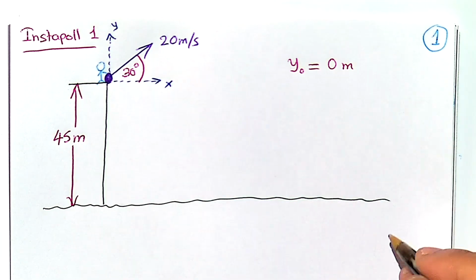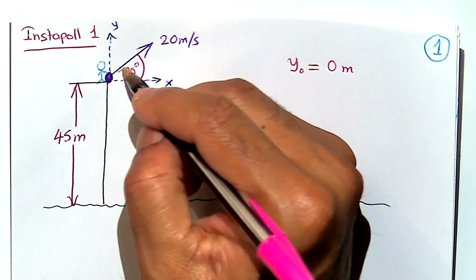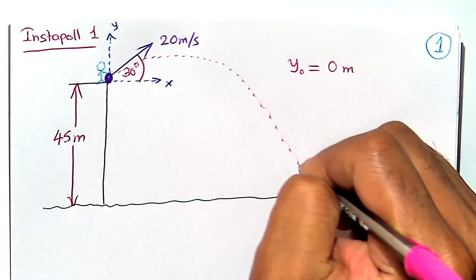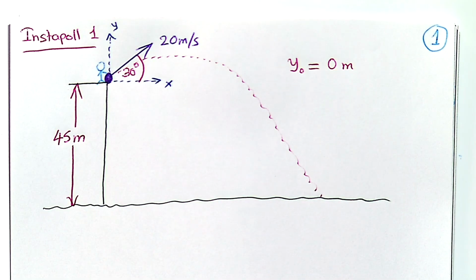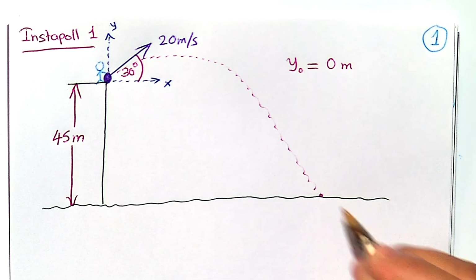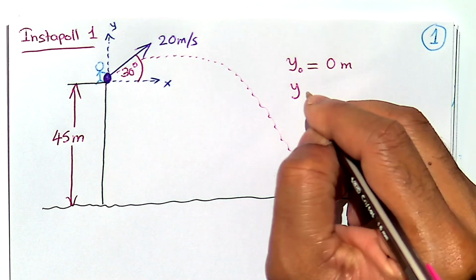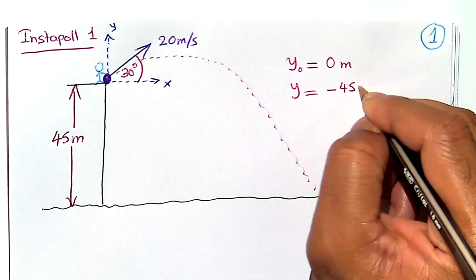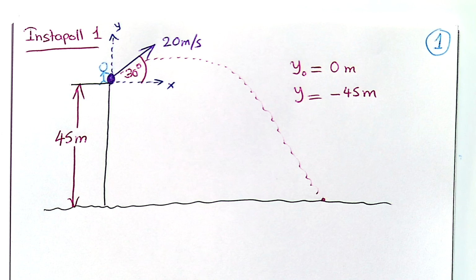And when it falls to the ground, we might draw the trajectory of the stone, maybe it does something like that, right? And when it gets over here, we have to figure out what is the y value final. It's negative 45 meters, right? That's consistent with our coordinate system.